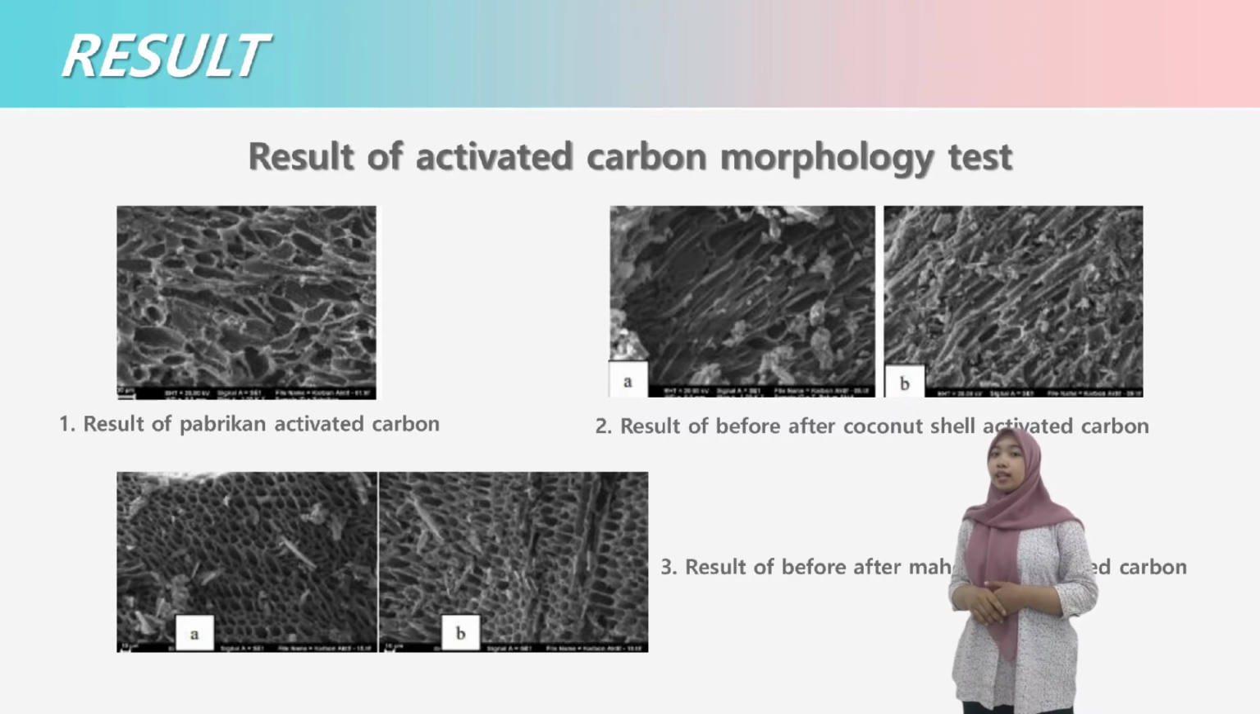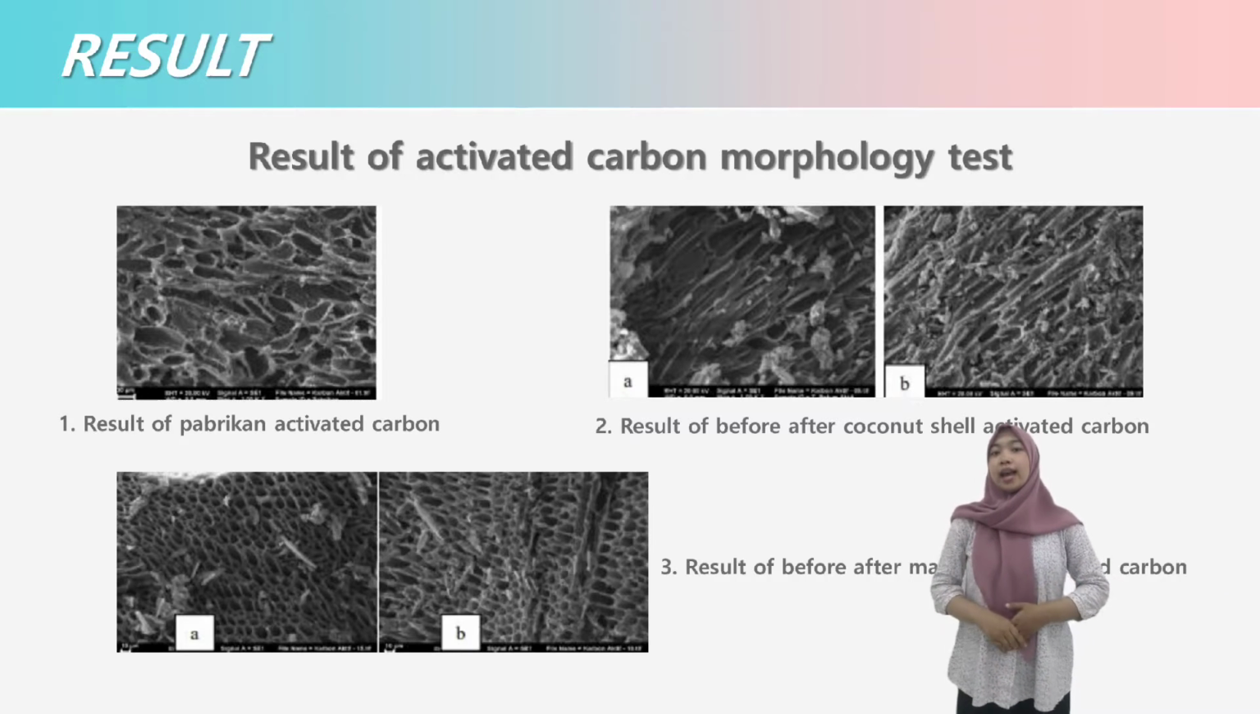Picture 2 shows the result of the coconut shell SEM test before activation for picture A and after activation for picture B. The magnification used in the coconut shell SEM test before and after activation is 1000 times. The average pore size of coconut shell before activation was 28 micrometers and after activation the average was 63.3 micrometers. It can be seen that the pores in the coconut shell before activation still look tight and closed, while after activation the pores look more open and have a larger size than before activation.